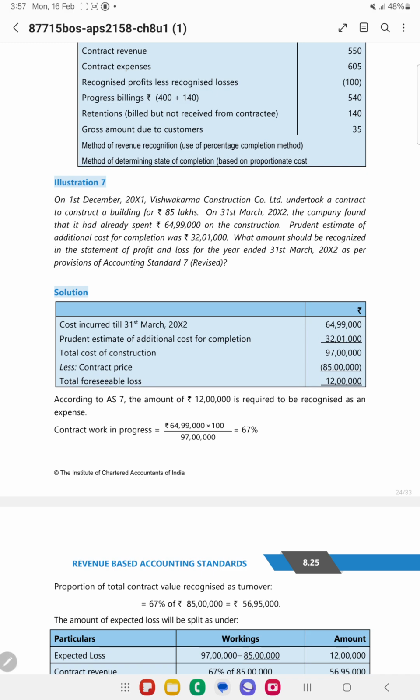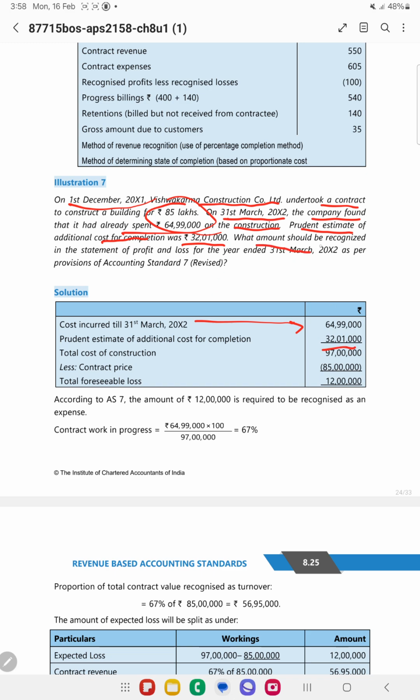Now here, on 1st December 2001, Vishwakarma Construction Company Limited undertook a contract to construct a building for 85 lakhs. On 31st March 2002, the company found that it had already spent 64 lakh 99,000 on the construction. Okay, so cost incurred till 31st March is 64 lakh 99,000. Now prudent estimate of the additional cost of completion is 32 lakh 1,000.